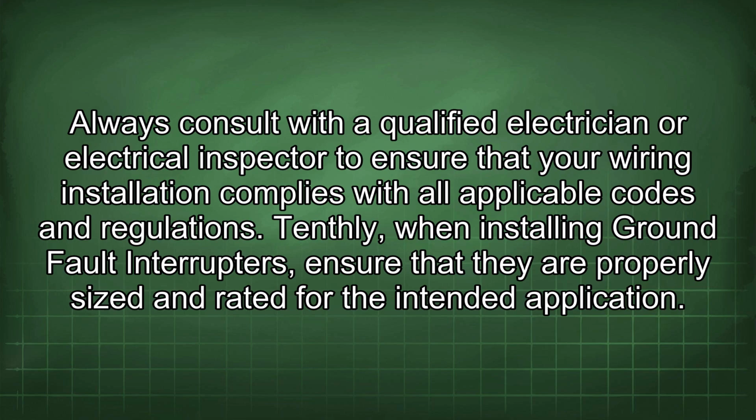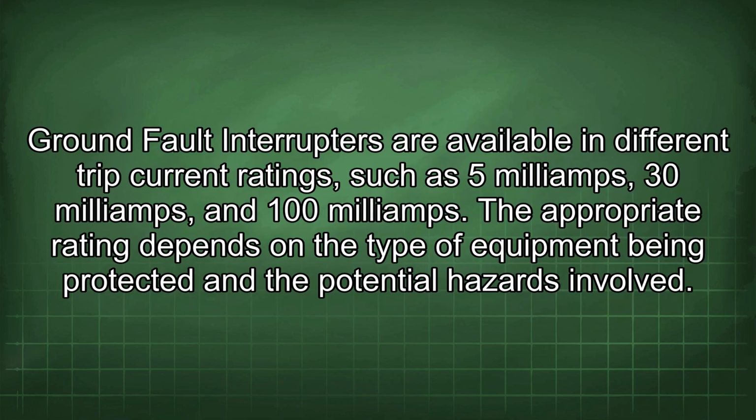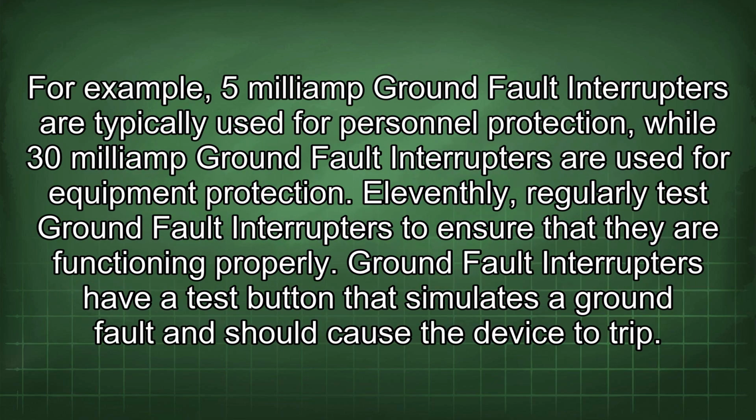codes and regulations. Tenthly, when installing ground fault interrupters, ensure that they are properly sized and rated for the intended application. Ground fault interrupters are available in different trip current ratings, such as 5 mA, 30 mA, and 100 mA. The appropriate rating depends on the type of equipment being protected and the potential hazards involved. For example, 5 mA ground fault interrupters are typically used for personnel protection, while 30 mA ground fault interrupters are used for equipment protection.